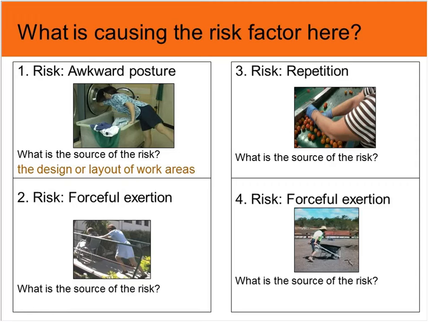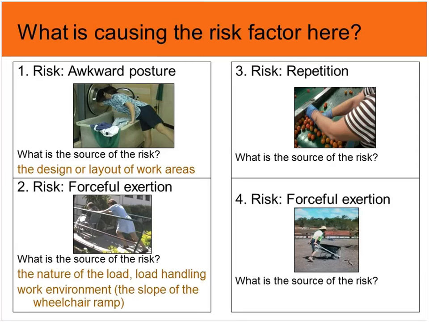So I'd just like you to have a look at the other three tasks and think about the risk factor that's there for you. What is causing that risk factor? So for two, what is causing that forceful exertion? So we have a worker that's pushing a wheelchair up a ramp. So we would say, well, it's the nature of the load. So it's actually the weight of the person and the wheelchair itself, and the way that it's been manually handled. And it's also another source of risk there. It's about the work environment. It's the slope of that wheelchair ramp.